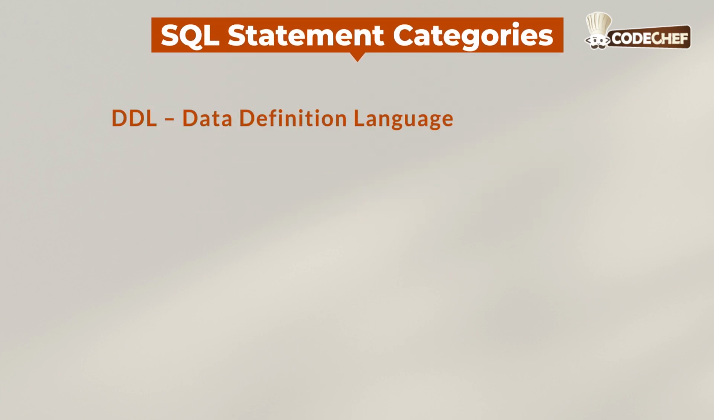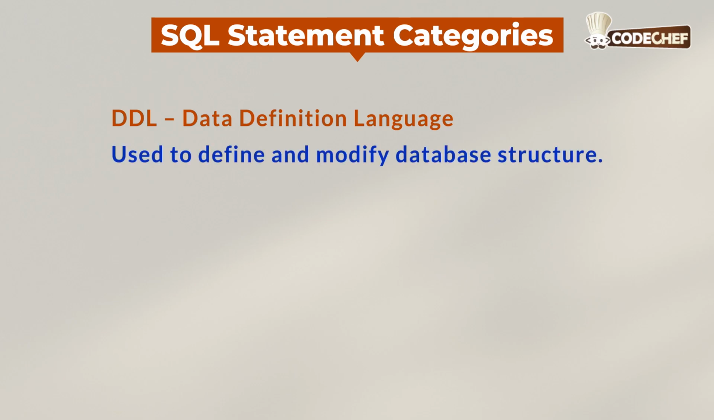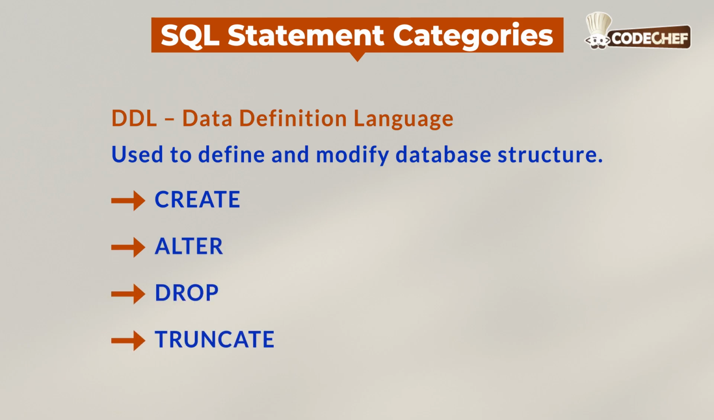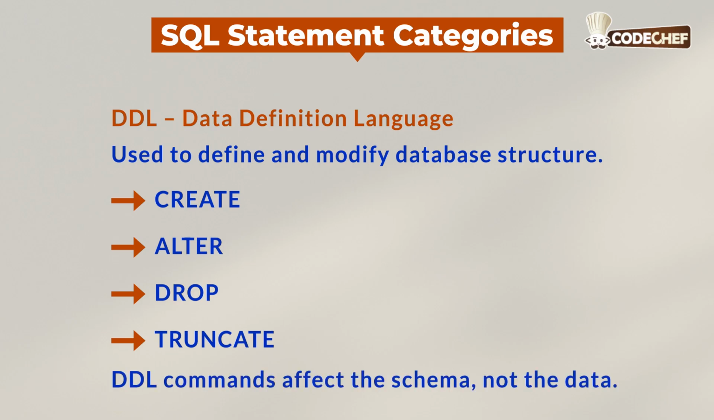First is DDL, which stands for Data Definition Language. DDL is used to define and modify database structure. Some of the commonly used statements in DDL are create, alter, drop, and truncate. We will discuss each of these commands or statements in detail in future lessons. DDL commands affect the schema and not the data.